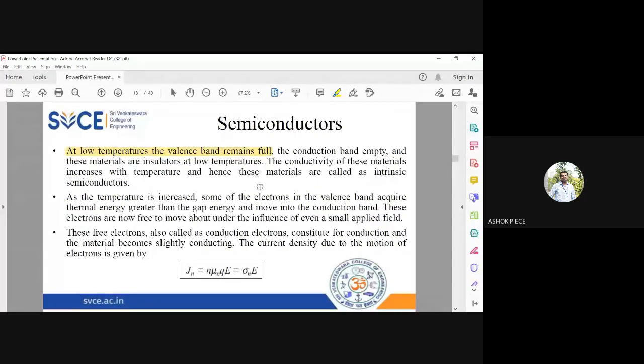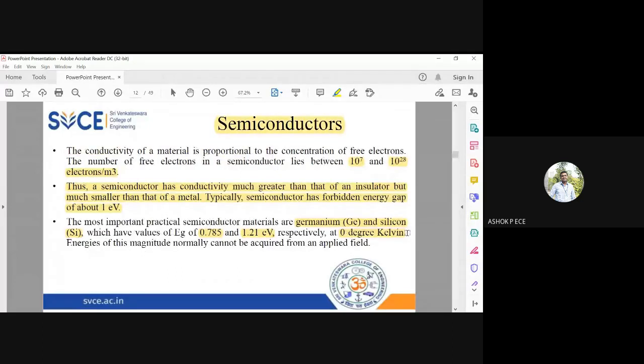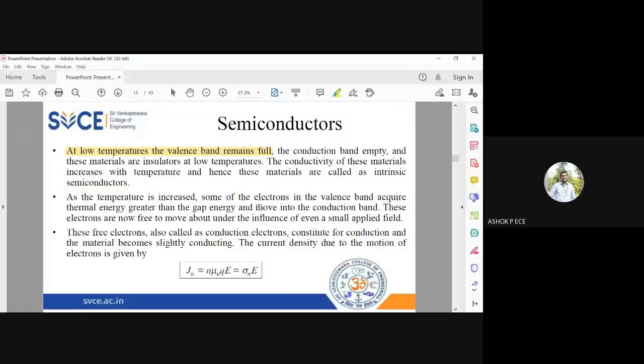See the band gap. This condition is 0 degree. 0 degree is a very low temperature, right? 0 degree Kelvin means minus 273 degrees Celsius. So at low temperatures, the valence band is full and the conduction band is empty. Conduction band is empty means there are no free electrons in the conduction band. When the conduction band is empty, no electrons, no current. So they can be considered as insulators. At low temperatures, these semiconductors work as insulators. So you cannot expect current out of a semiconductor at low temperature.